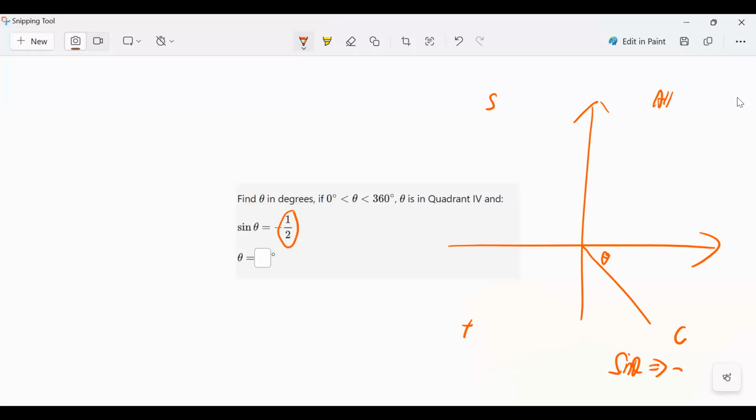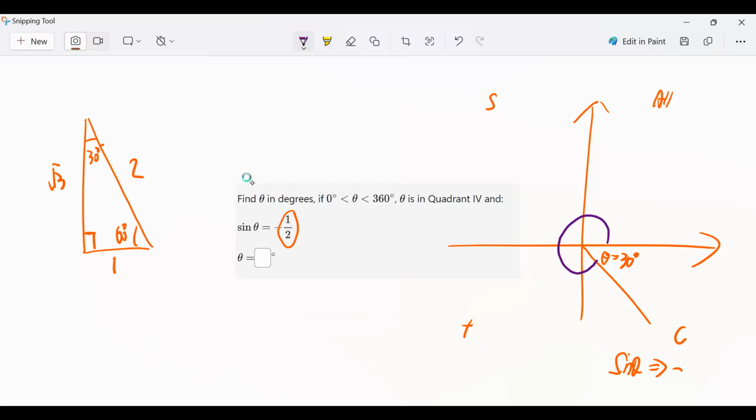Basically, we're looking at a half, and we know that for sine equal to a half, it must be 30 degrees. This is the 30-60-90 triangle, so the 30-degree angle would be the reference angle. However, we're not looking for the reference angle, we're looking for the actual angle. This angle right here is the angle we're looking for. So 360 degrees minus 30 degrees is 330 degrees, and this is the answer we're looking for.